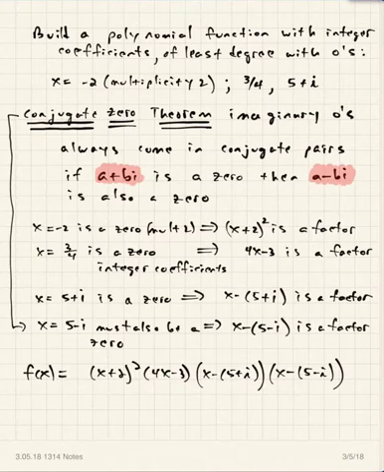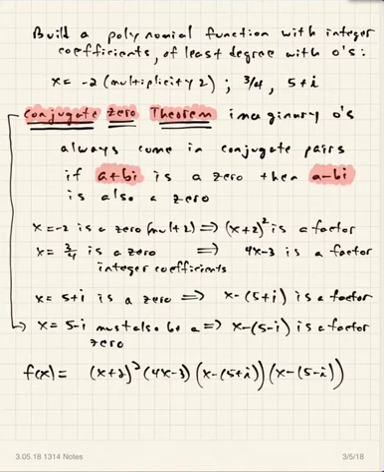And then we wanted to talk about the conjugate zero theorem. The conjugate zero theorem simply tells you that imaginary zeros always come in pairs, that they never occur by themselves in isolation. They always come in twos like this, and they're always conjugates of each other. So 5 plus i is a 0, 5 minus i has to be a 0 also.